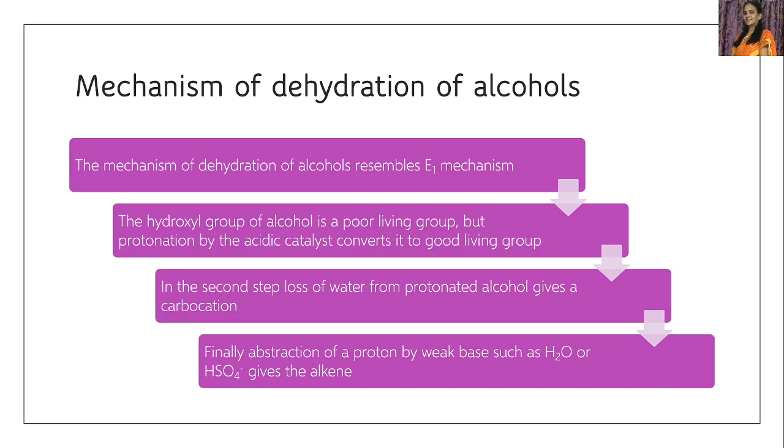The mechanism of dehydration of alcohols resembles the E1 mechanism. So what is the E1 mechanism? E stands for elimination, and 1 stands for unimolecular. So it is the E1 mechanism, that is, elimination unimolecular.